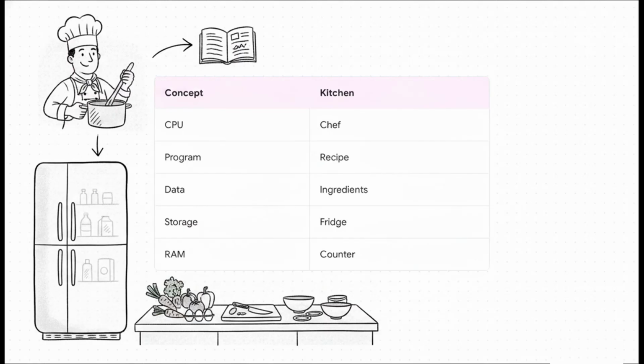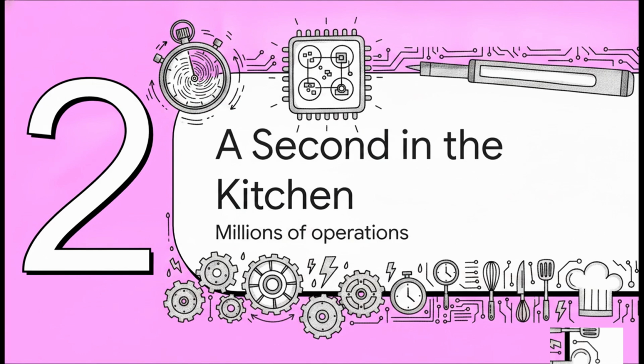Let's go ahead and map out our kitchen. The CPU? That's our chef. The software or program you're running is the recipe. Your data equals the ingredients. Your long-term storage, like your SSD or hard drive, well, that's the refrigerator. But when it's time to cook, you obviously don't leave your stuff in the fridge. You move it to the fast-access kitchen counter, which represents your RAM. So the chef reads the recipe, grabs ingredients from the counter, cooks, and serves. It's literally that simple. All right, moving on to Section 2, a second in the kitchen.